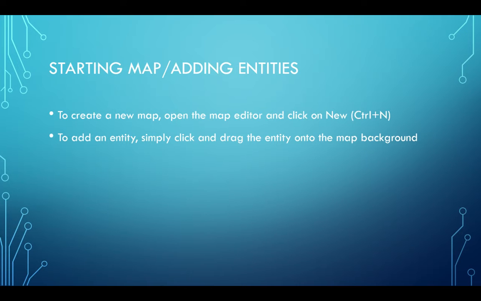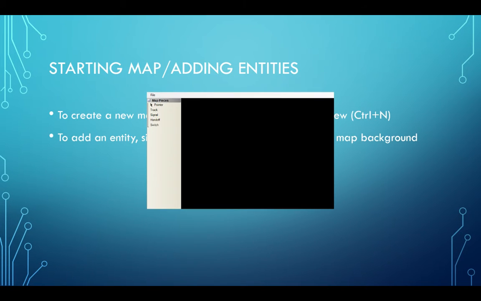So to start a map and add entities to it, you can open the map editor and click on File, New, or Control N. So I'll bring up the map editor here. Here we go. It's up here, File, New, or you can hit Control N. These are all shortcut keys.